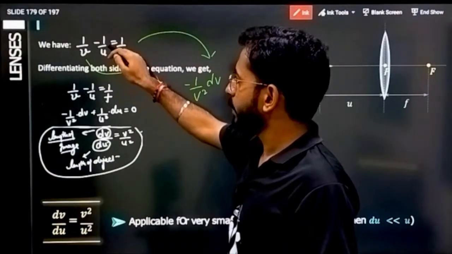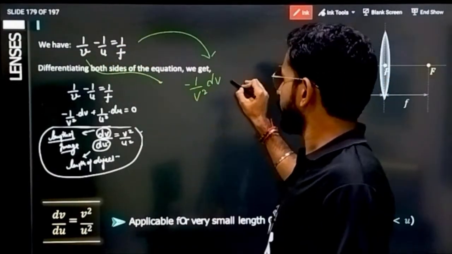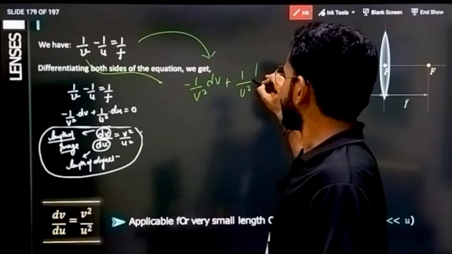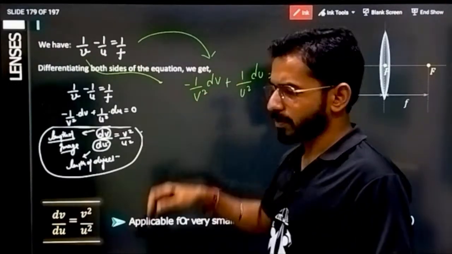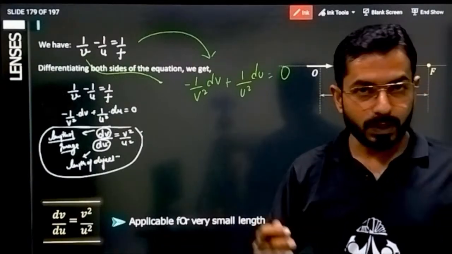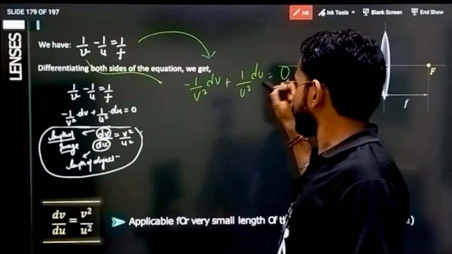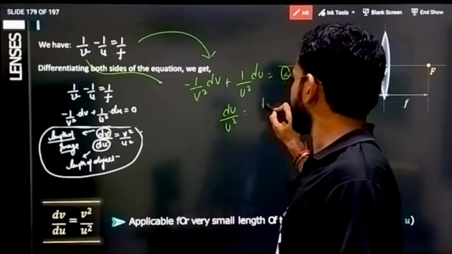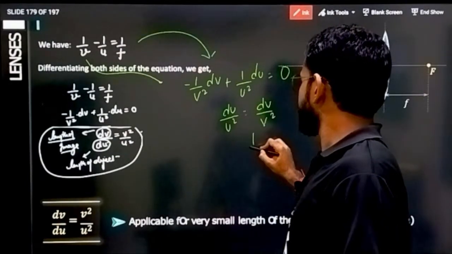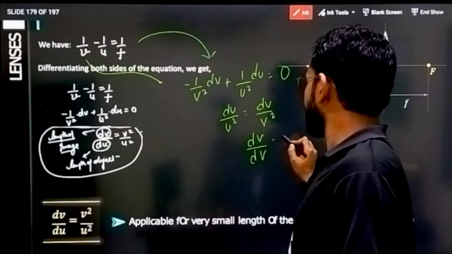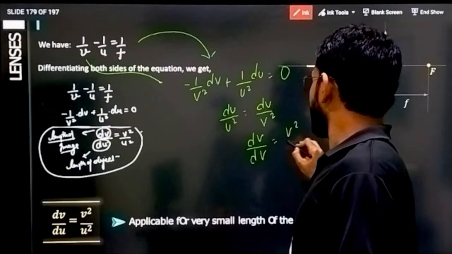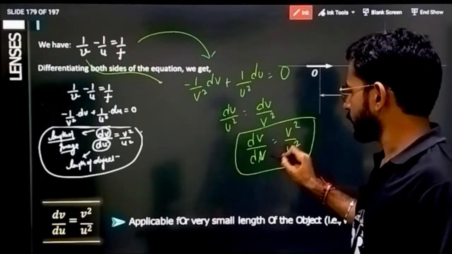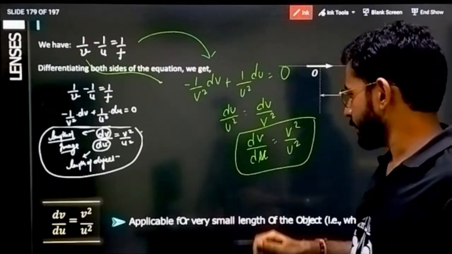Now here again, differentiate 1 by u with respect to u only. What will we get? Minus is already there, that means it will make it plus du by u square, equals 0, because focal length is not changing, only v and u are changing. So this will become 0. Here you can say, du by u square is equal to dv by v square. That means dv by du can be written as v square divided by u square.